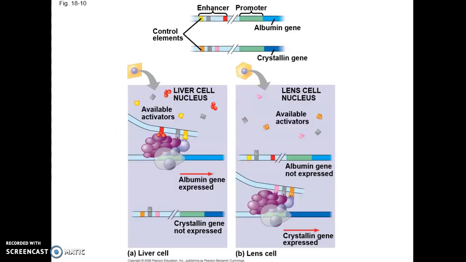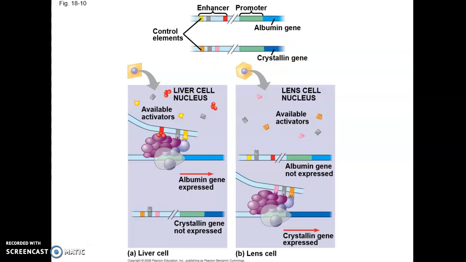So we're going to look at a liver cell and then a lens cell, so the lens of your eye. And we know that regardless of what type of cell it is, these two cells are going to have these exact sequences of DNA. This sequence of DNA contains an albumin gene. Albumin is a protein that the liver uses to function. And this segment of DNA has a gene for crystalline. Crystalline is a protein that helps your lens function.